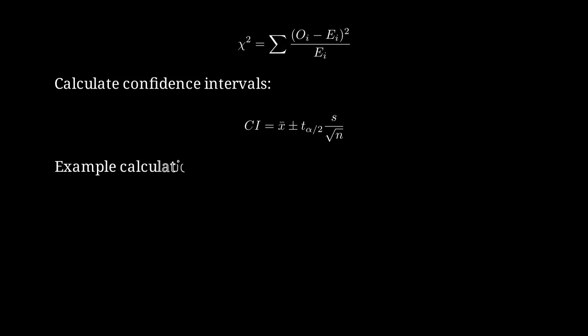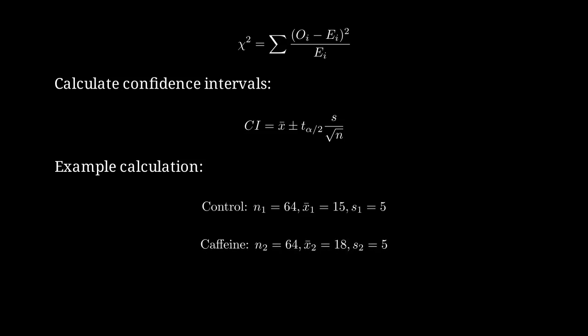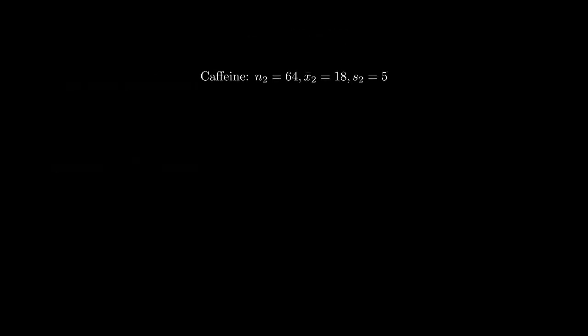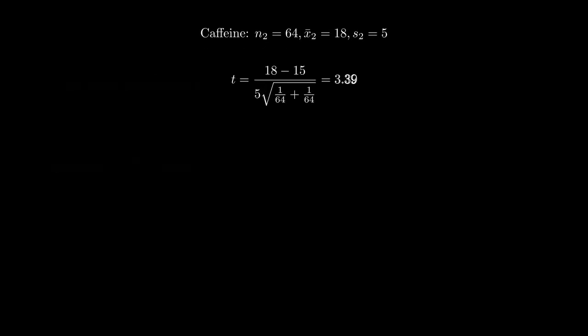Let's work through a complete example. Control group: 64 participants, mean of 15, standard deviation of 5. Caffeine group: 64 participants, mean of 18, standard deviation of 5. The t-statistic equals 3.39, with a p-value less than 0.001, highly significant.